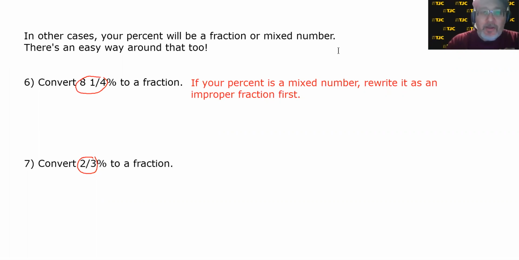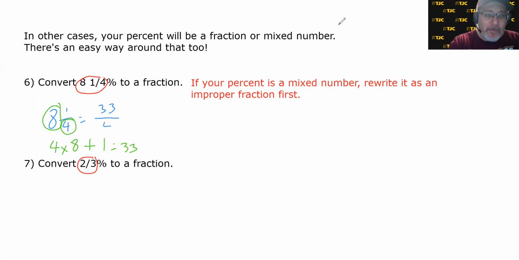So we're going to start this one by taking the 8 1/4, and writing it as an improper fraction. If you've forgotten how to change a mixed number into an improper fraction, all you have to do is multiply the denominator times the whole number, 4 times 8, and then add to that the numerator. 4 times 8 is 32, plus 1 is 33. So as an improper fraction, this is 33 over 4. I don't like the word improper there. It makes it sound like it's wrong, but it's just the word used to describe it as opposed to proper fraction.